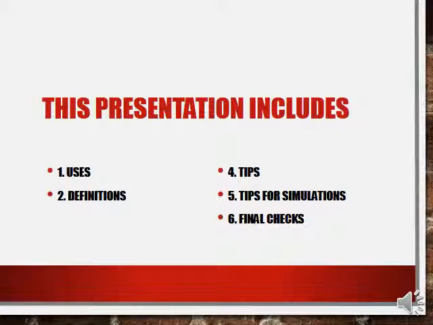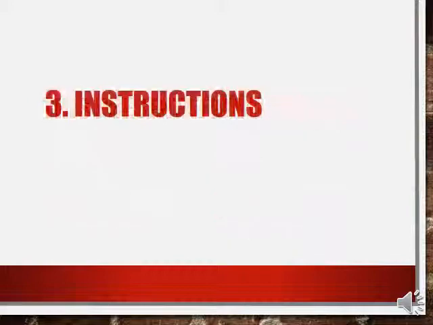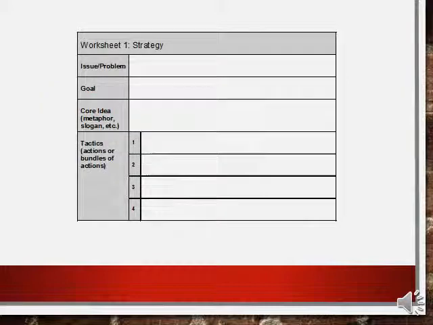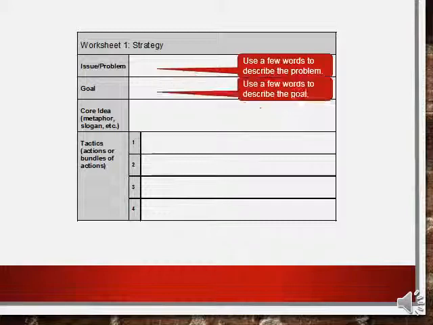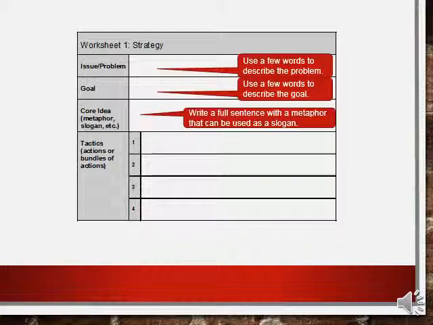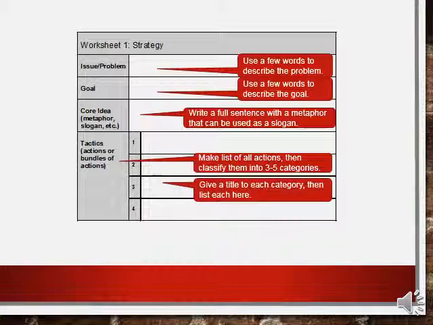Let's look at section 3, instructions for completing the worksheet. For Worksheet 1, there are 5 instructions. First, use a few words to describe the problem. Second, use a few words to describe the goal. Third, write a full sentence with a metaphor that can be used as a slogan for the strategy. Fourth, make a list of all actions and then classify them into 3 to 5 categories. And fifth, give a title to each category, then list each category title here.